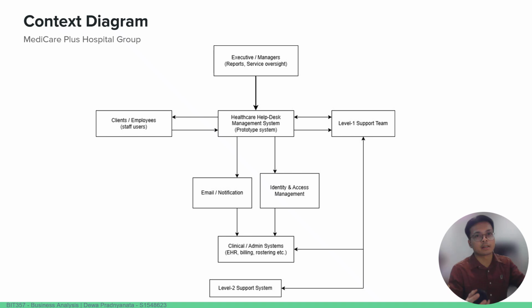In the context diagram here, the frontier is the boundary of the proposed prototype system. The system also integrates with email notification services, identity and access management, HR information, tracking, escalation, priority assignment, and clinical systems.